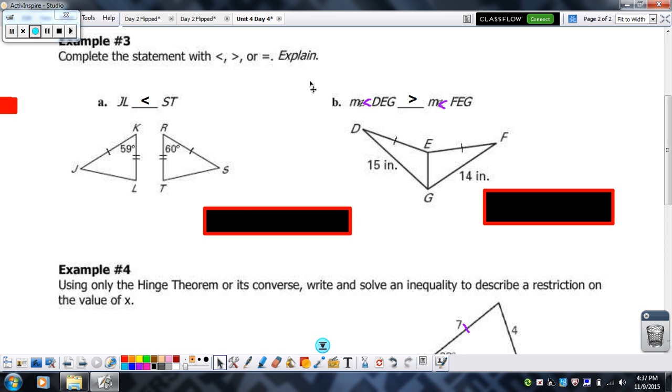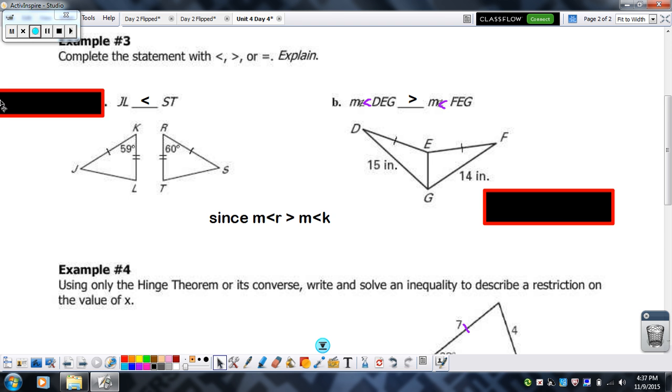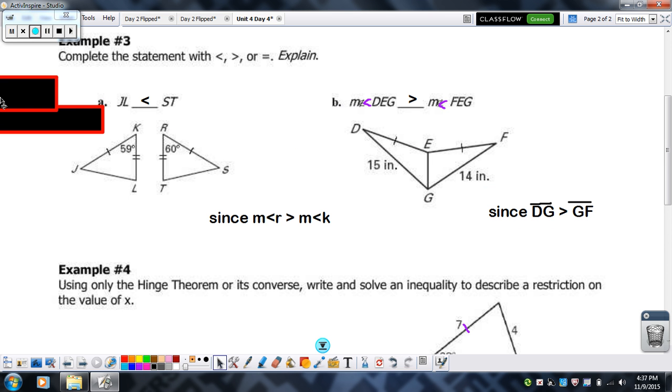Now it also says to explain. Make sure you don't forget that portion. Since the measure of angle R is greater than the measure of angle K, and since DG is greater than GA.